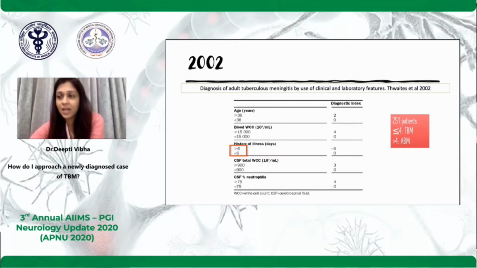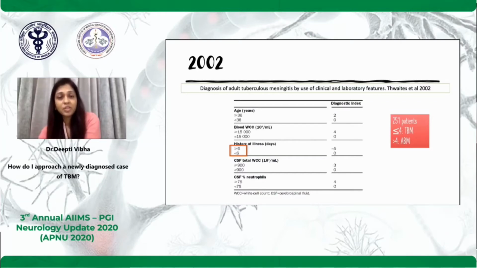And we can see that, apart from this, there's a whole lot of other things as well, like the CSF cells, which were earlier 20. If you remember the 1994 criteria, this is like 900. The polymorph neutrophil count should be more than 75% to call it acute bacterial meningitis, and less than 75% to call it chronic meningitis.